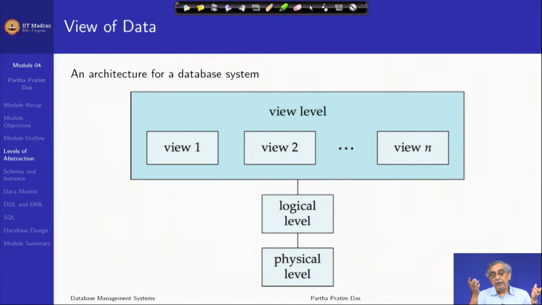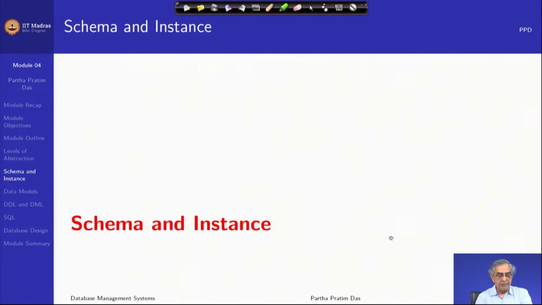You cannot have multiple instances of the same instructor at the same time, but the view level could be multiple, depending on whether you are showing the involvement of the instructor in courses or in her salary computation or in the vaccination program and so on and so forth. Right. So, this is about the levels of abstraction.